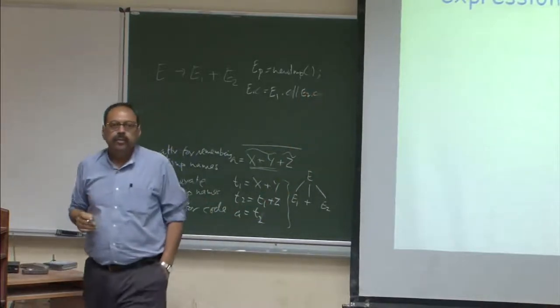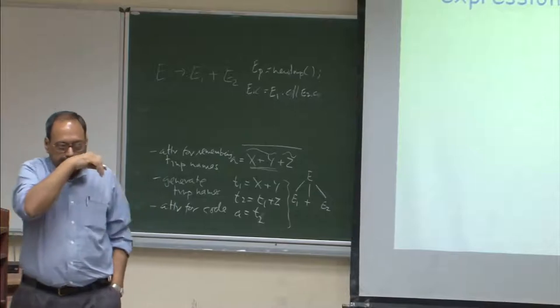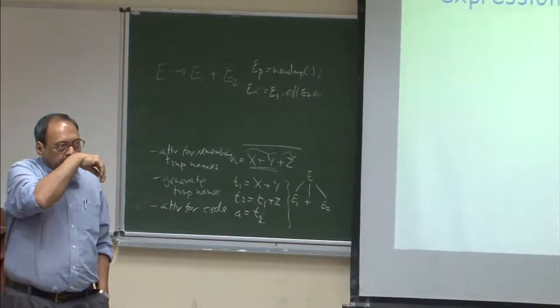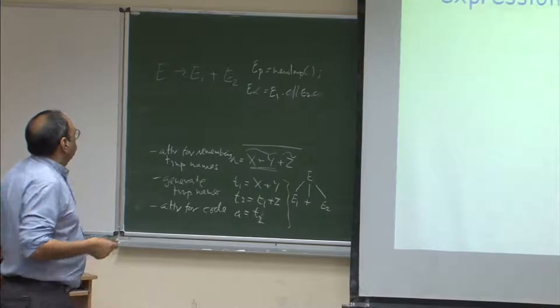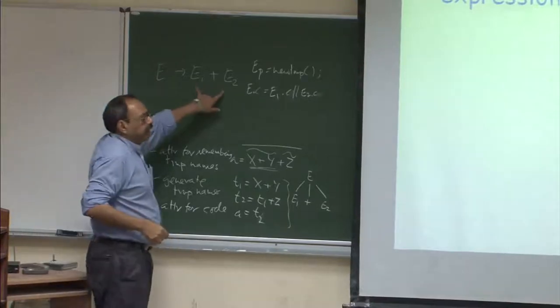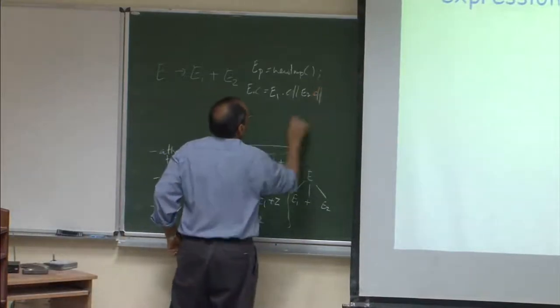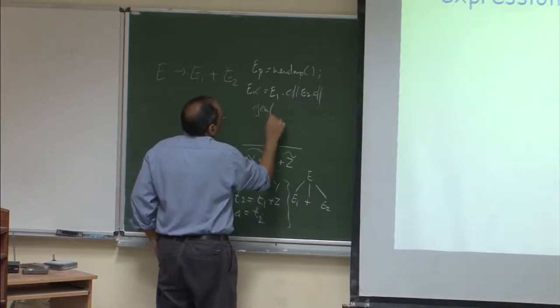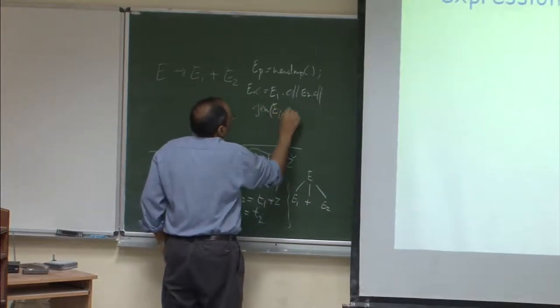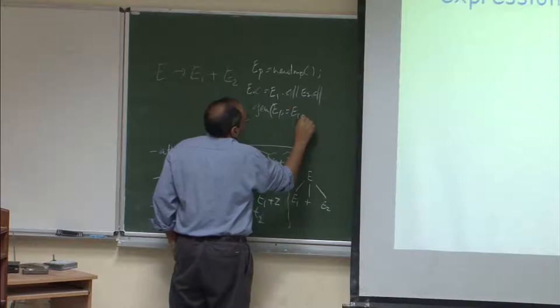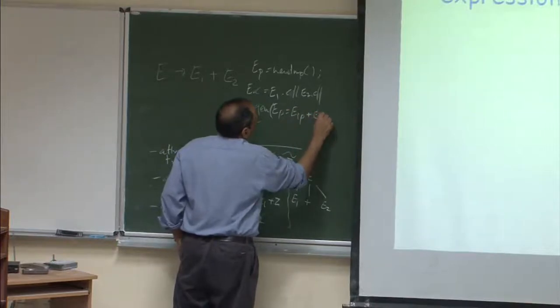Anything else I need to do? So I must generate now one instruction which will say that do this addition. Okay. So that means the next instruction that I am going to generate will say that E place is E1 place plus E2 place.